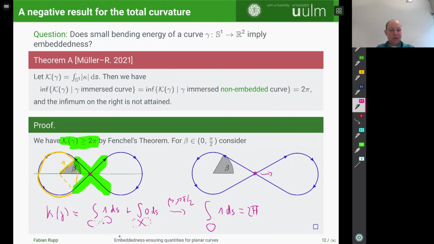This gives us basically the result, namely that the infimum among non-embedded immersed curves is equal to 2 pi. And because of the characterization of the equality in Fenchel's theorem, we can conclude that the infimum on the right is not attained, because any curve with total curvature 2 pi would have to be convex and embedded. Okay, so this is the first result we found, that for the total curvature, such a Li-Yau inequality type result is not possible.